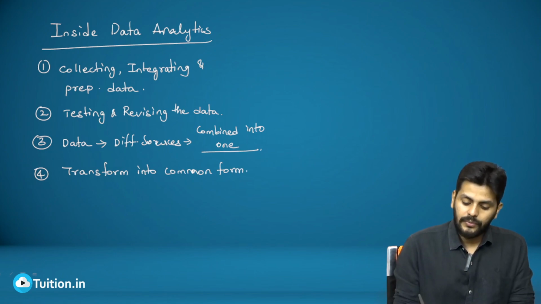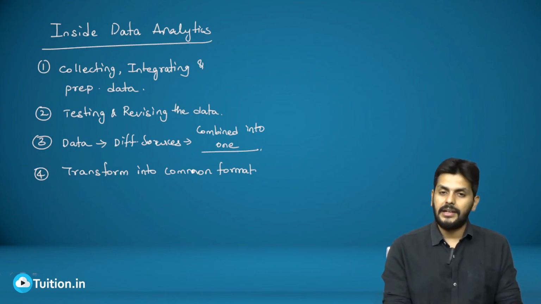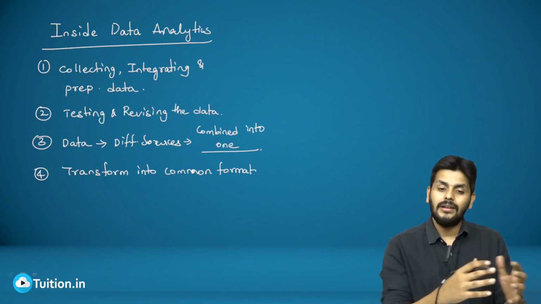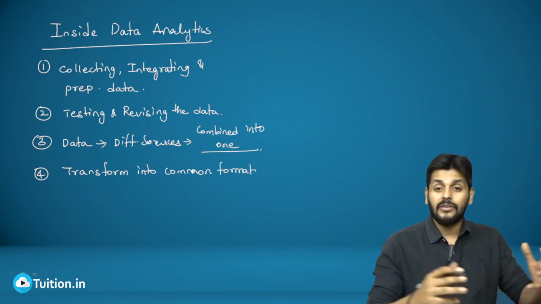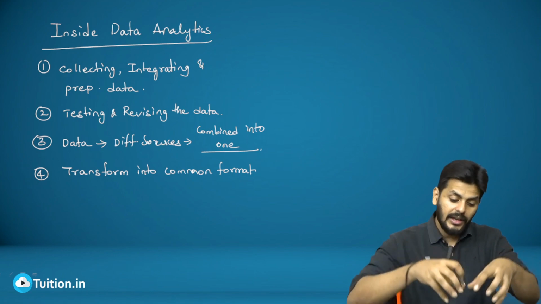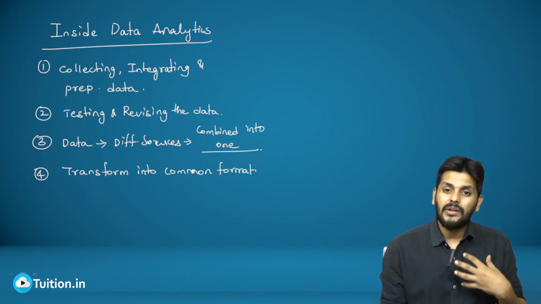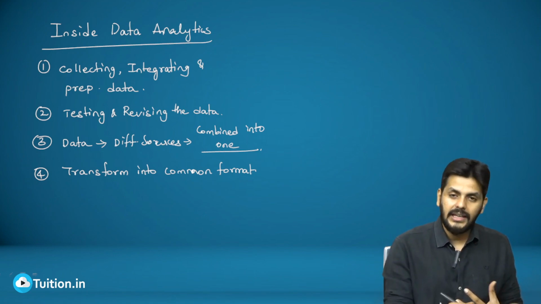Okay, what did you do? First you gathered data, collecting, integrating, and preparing data from one source, and then testing and revising the data. Like that, from various sources you gather data and put it in one place, transform it into one common format. Now the ET part is over.